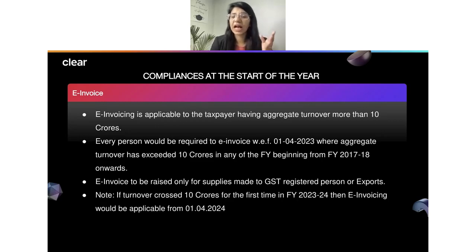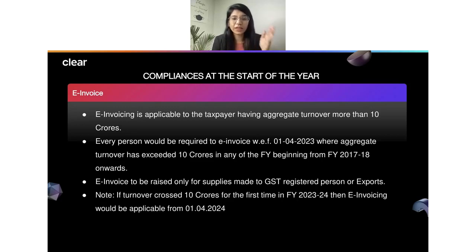In the last year, we would have already checked whether the turnover had exceeded the limit for 17-18, 18-19, 19-20, 20-21 or 21-22. There was no problem there. But let's say in the last year, which means FY 22-23, your turnover finally exceeded the limit of 10 crore. In that case, the important point is that you have to generate the IRN for each and every document which you issue from 1st April.